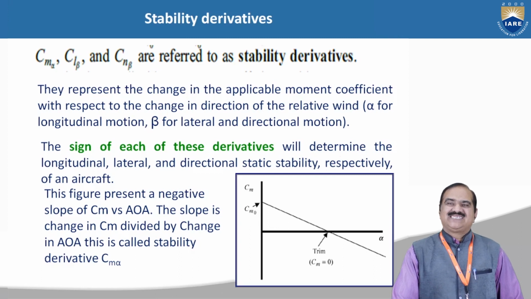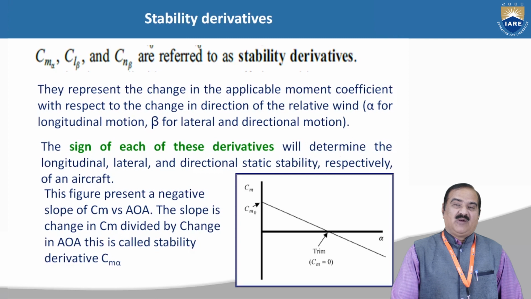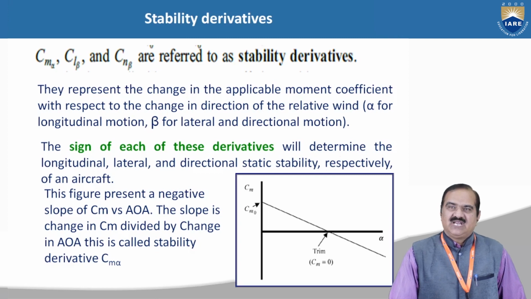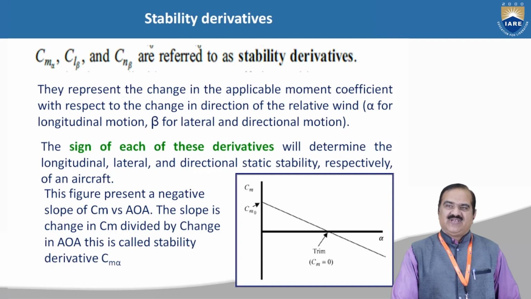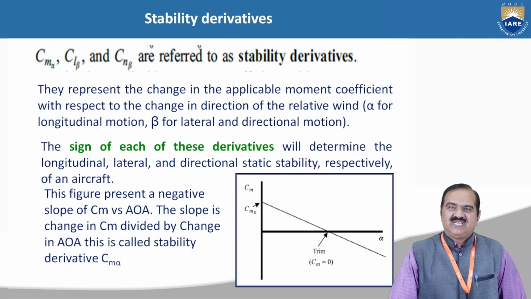So Cm alpha, Cl beta, Cn beta are with respect to the coefficient of moment in the longitudinal, lateral and yawing directions. We have to understand this terminology. The sign of each of these derivatives will determine the longitudinal, lateral and directional static stability respectively of an aircraft.